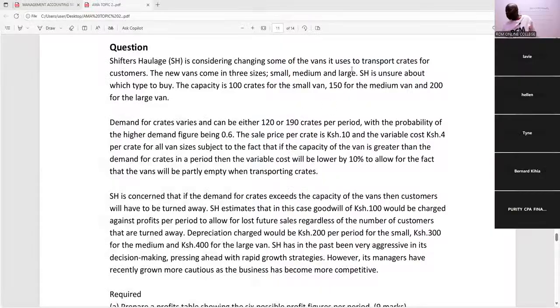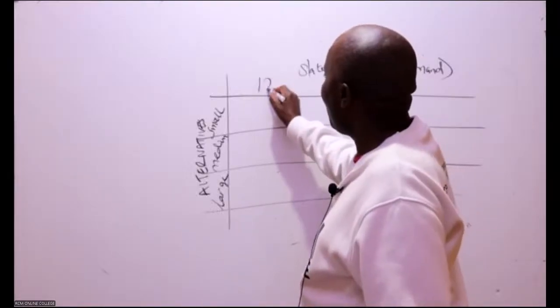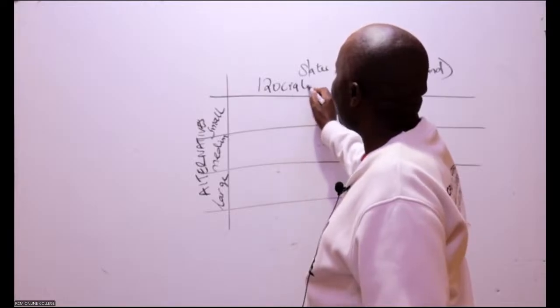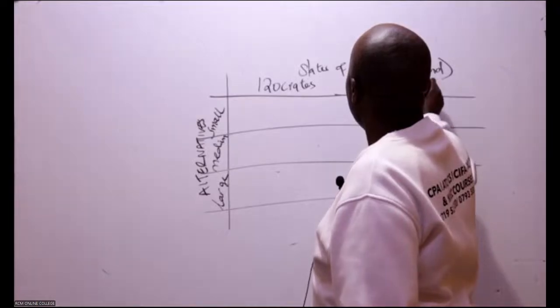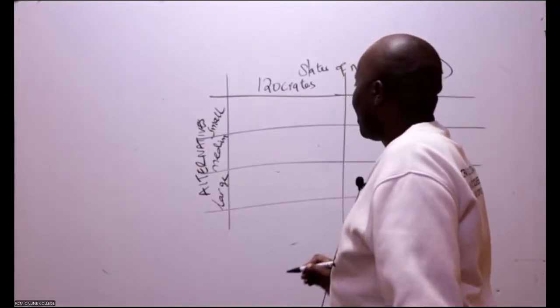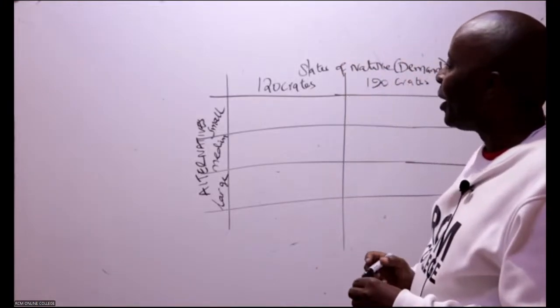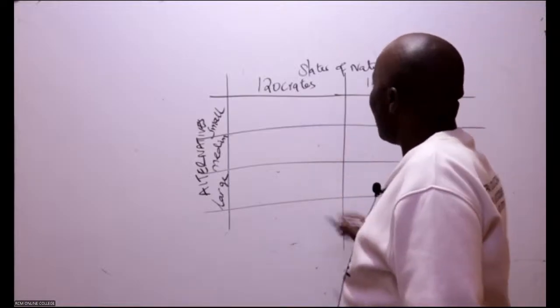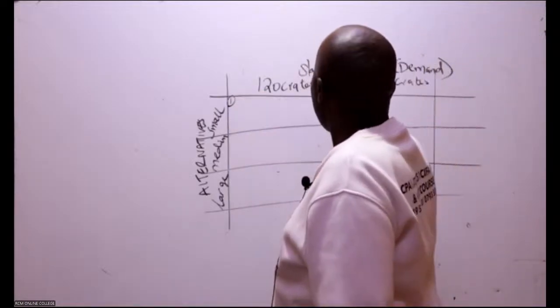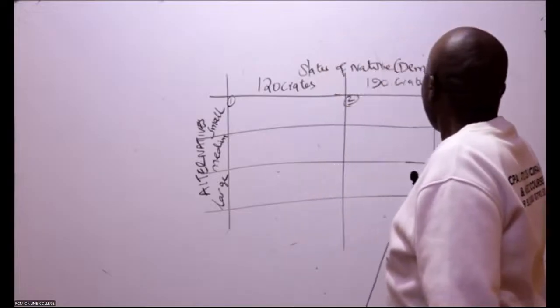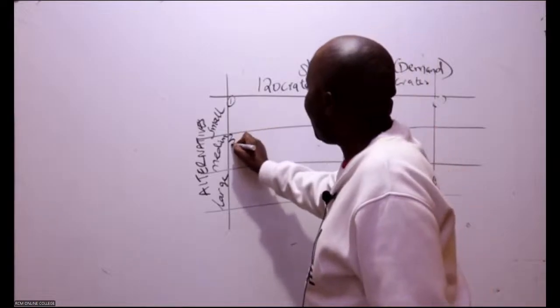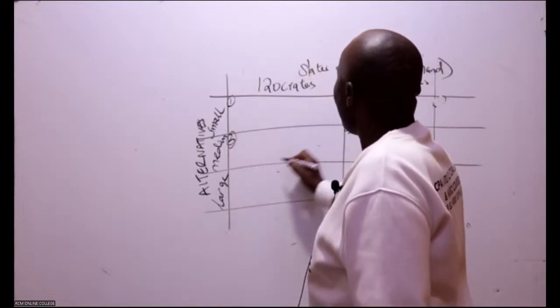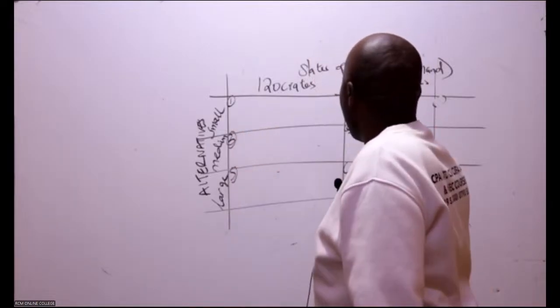120 crates. I can even write here crates just to make myself bigger. 190 crates. So, ladies and gentlemen, we have 6 cells here. We have cell number 1, cell number 2, cell number 3, cell number 4, cell number 5, cell number 6.